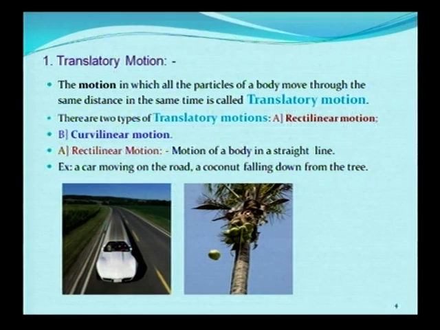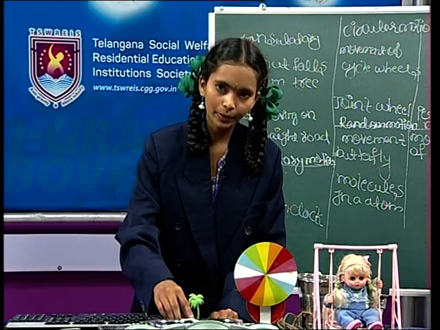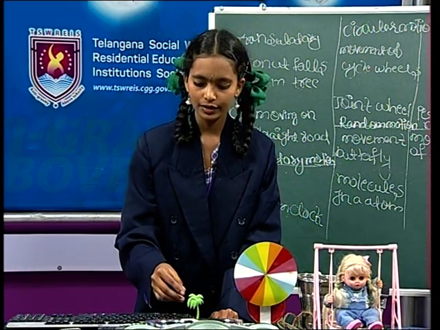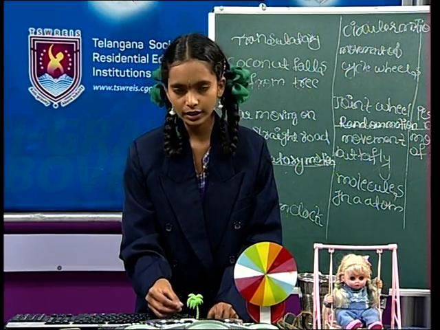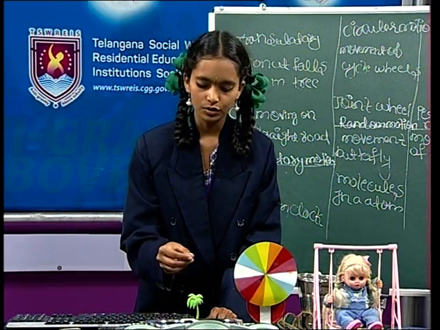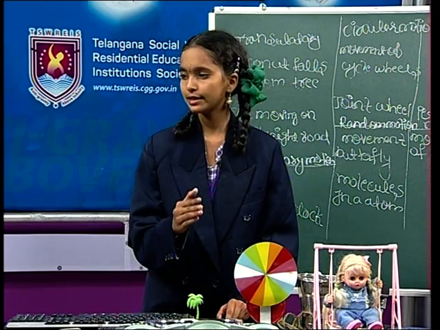The rectilinear motion means the motion of an object in a straight path is known as rectilinear motion. We already took an example for this. The car is moving in a straight path, so this is known as rectilinear motion, and the coconut is falling in a straight path. So this is an example of translatory motion.